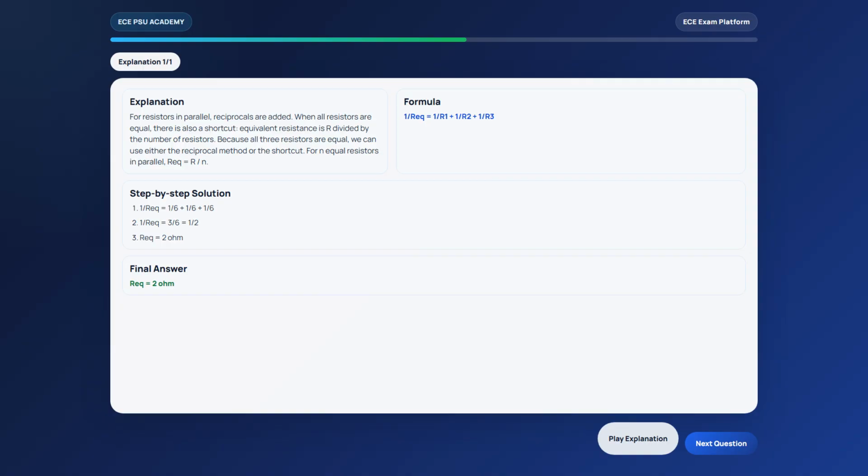Step 1. Write the parallel resistance formula. 1 over Req equals 1 over 6 plus 1 over 6 plus 1 over 6. Step 2. Add the fractions. 1/6 plus 1/6 plus 1/6 equals 3/6, which simplifies to 1/2. Step 3. Take the reciprocal to find Req. Since 1 over Req equals 1/2, then Req equals 2 ohms. Final answer: the equivalent resistance of three 6 ohm resistors in parallel is 2 ohms.